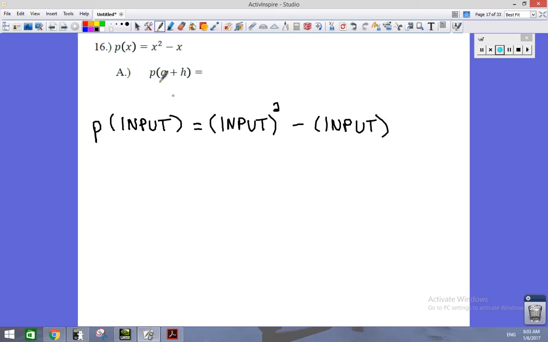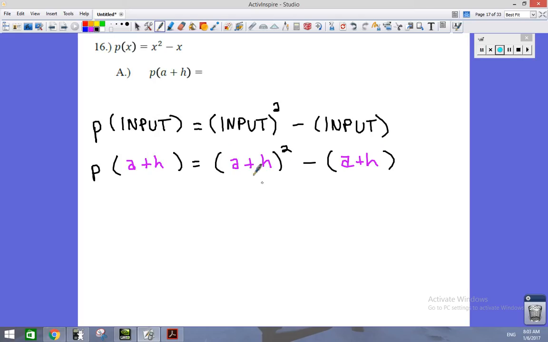So now, I do this substitution. Everywhere I see input, I replace it with a plus h. So I've got p evaluated at a plus h, and it's going to take that input and square it. And this time, for this problem in part A, my input is a plus h. So they now expect me to simplify this right-hand side.